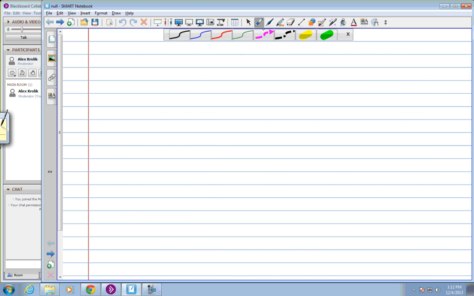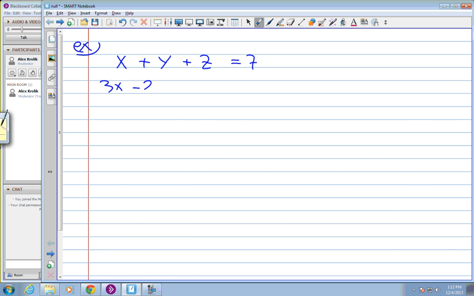I want to do this one example of a 3x3 system, and maybe that's it. I don't know what else to do. But consider this system: x plus y plus z equals 7, 3x minus 2y plus z equals 3, and x plus 6y plus 3z equals 25.